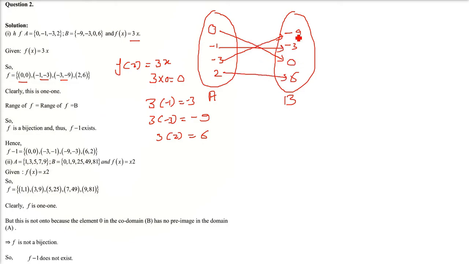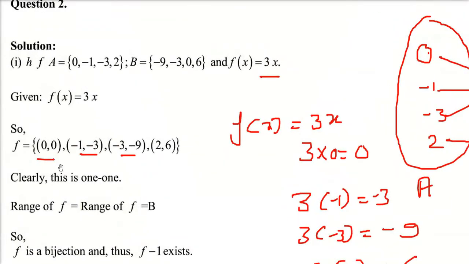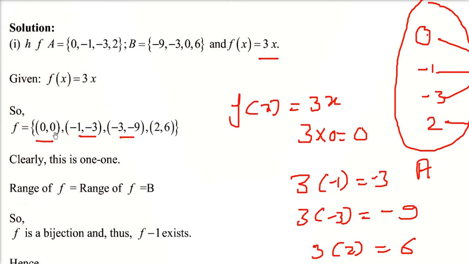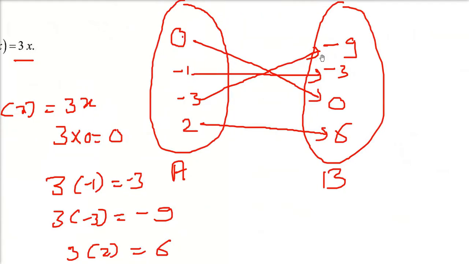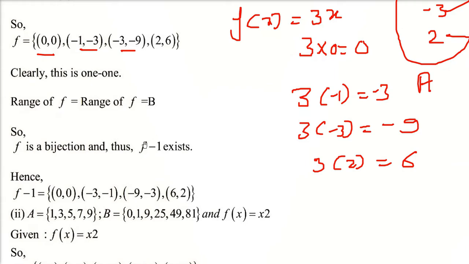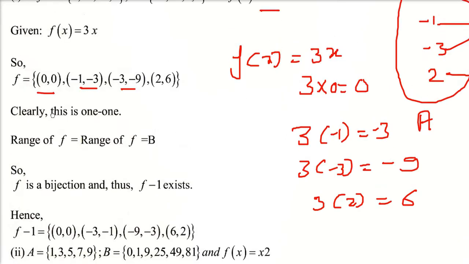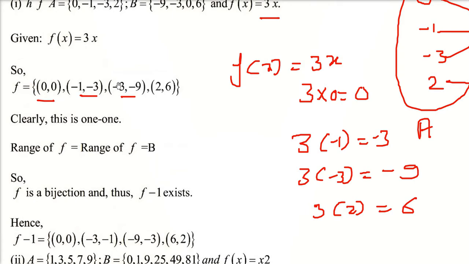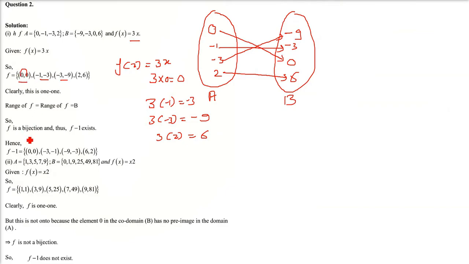Now the pairing you have already seen: 0, 0; -1, -3; -3, -9; and 2, 6. So this is 1 to 1 and onto also, that is injective and surjective. That is why it is bijective, so the inverse will exist. This is the pairing. Now just change the position of the pairs: 0, 0; -3, -1; -9, -3; and 6, 2. So this is your first one.